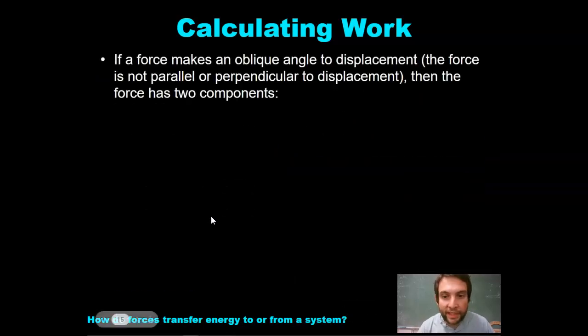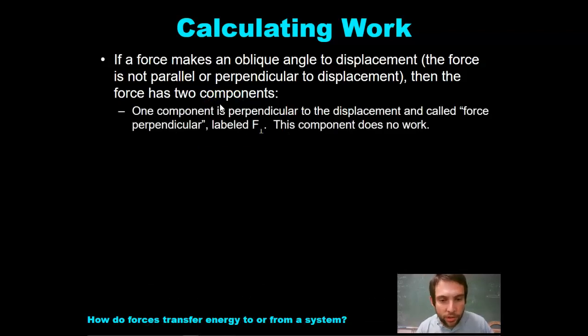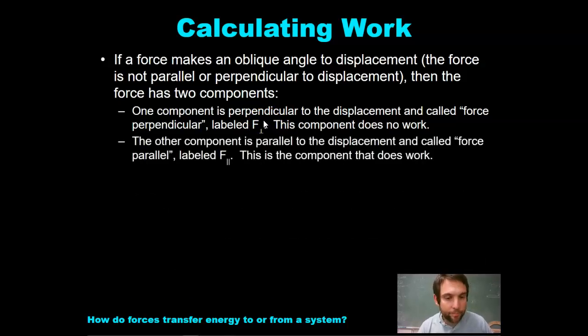If a force makes an oblique angle to displacement, oblique, obtuse angle, same thing, the force is not parallel or perpendicular to displacement. Then the force has two components. One component is perpendicular to displacement, called the force perpendicular, labeled F sub perpendicular, the symbol that looks like an upside down T. This component does zero work, does no work. The other component is parallel to displacement and is called force parallel, F sub the parallel symbol. This is the component that will do the work.